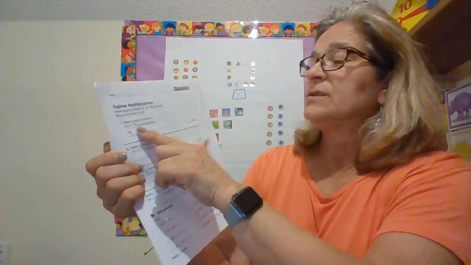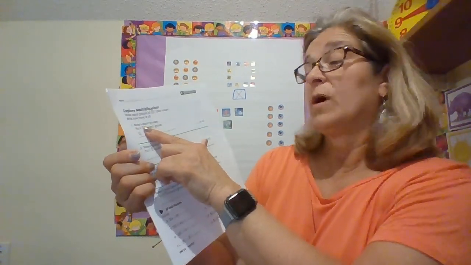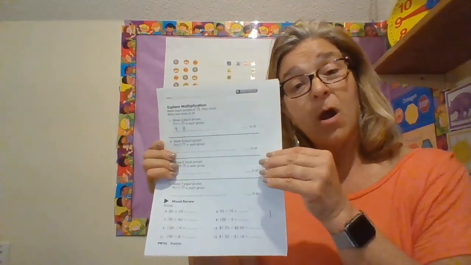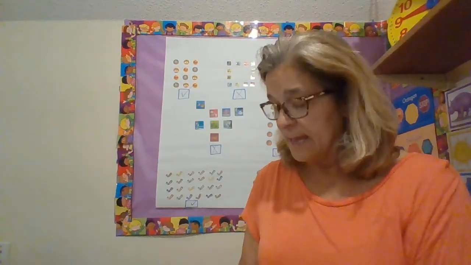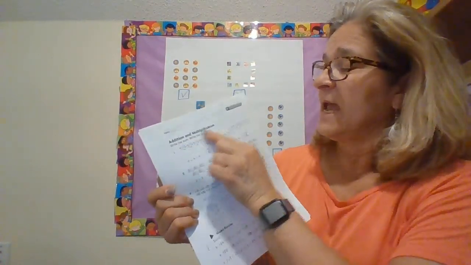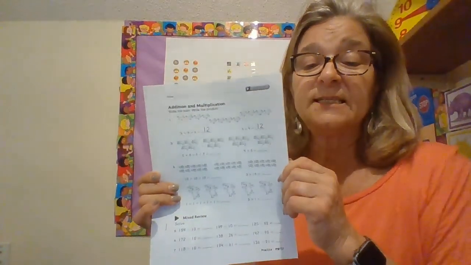Okay, so you're going to make equal groups and put 4 of whatever you have in each group, and then you're going to count to see how many there are altogether. You'll do this today, and I also want you to turn it over to the back, and it is addition and multiplication. On this one, you're going to count the ones in each row, or just count the objects and see how many there are altogether in a mixed review down here.